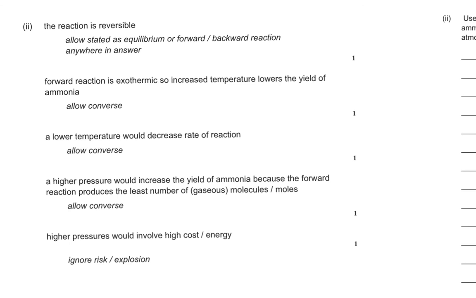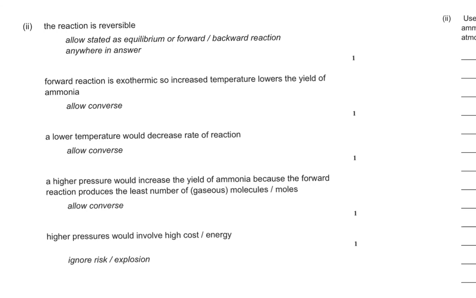A higher pressure would increase the yield of ammonia because the forward reaction produces the least number of molecules or moles. Now, it's important, guys, as I've said before, molecules and moles, both appropriate words to use. Particles will sometimes get you the mark, atoms will not. So be very clear in your language. However, although using a very high pressure is going to give us our best yield because of what we've just explained, higher pressures would involve a higher cost and energy output. So therefore, we tend not to use any higher than the 200.